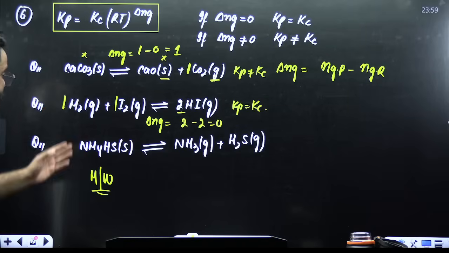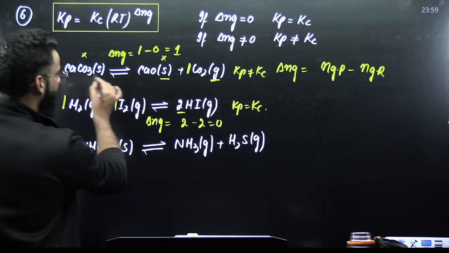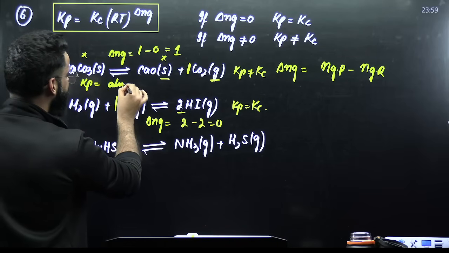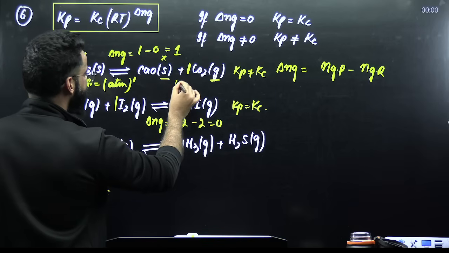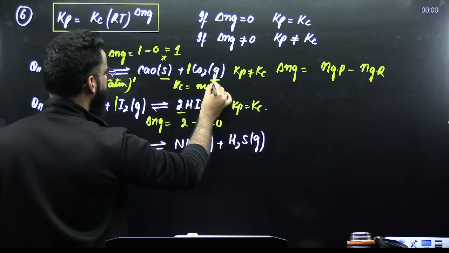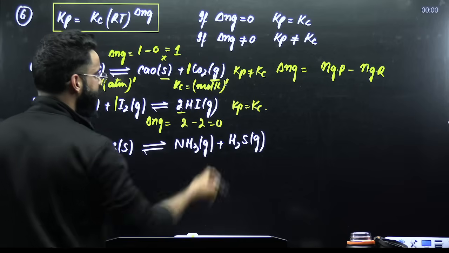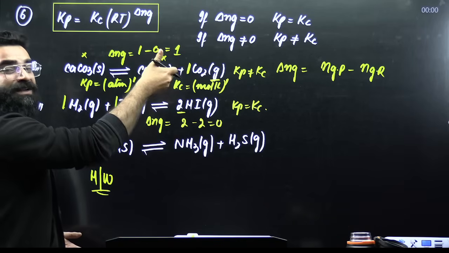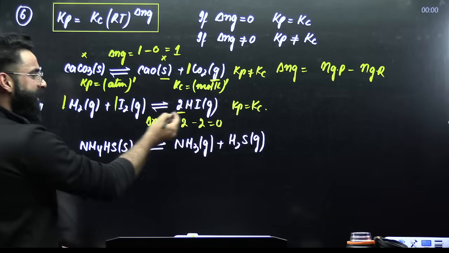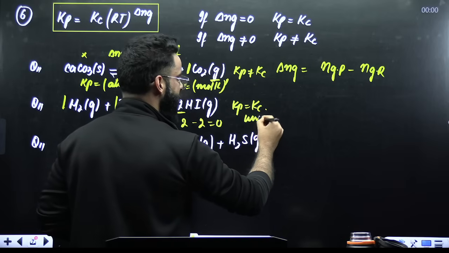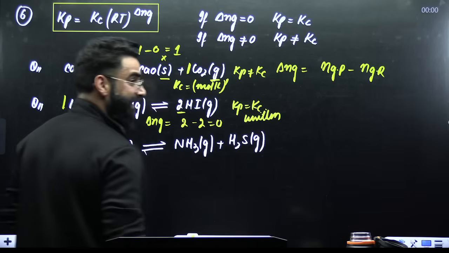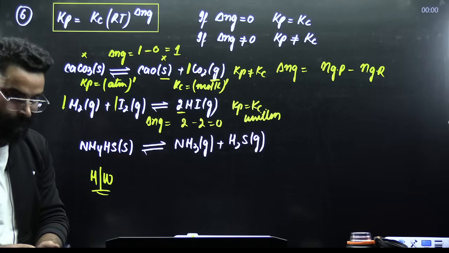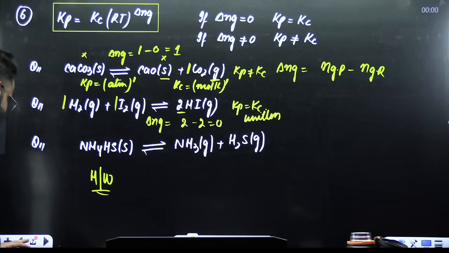For example, if you take these questions only, they'll ask you what is the Kp unit for this particular reaction. You will write atm raised by delta Ng. That's 1. They'll ask you the Kc unit. Kc is going to be mole per liter raised by delta Ng. That's 1. Right? For example, for this reaction, delta Ng is 0. So mole per liter raised by 0. Anything raised by 0 is 1. So Kp and Kc here for this reaction will be unitless. So for a reaction whose delta Ng is 0, Kp and Kc become unitless. Similarly, you can check this one as well.